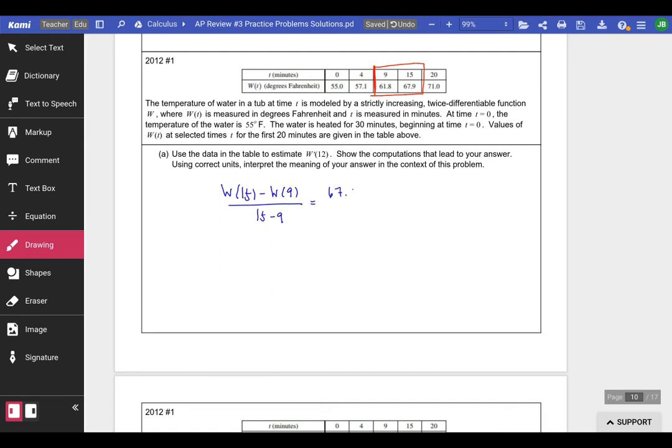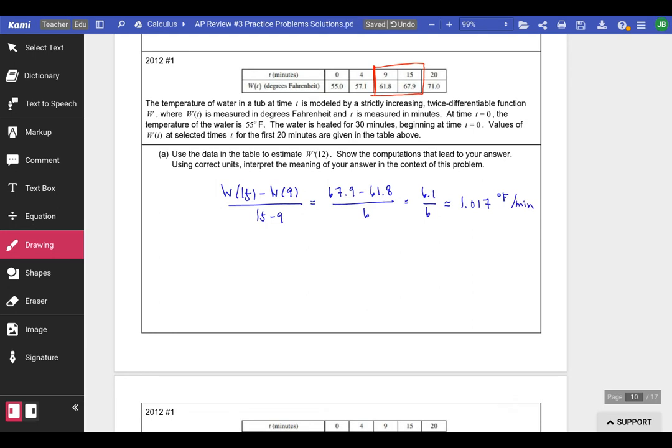and then take data from the table. So 67.9 minus 61.8 over 6, which gives us, let's see, what is that value? I think it's 6.1 over 6, which is 1.017. AP conventions usually say to round to the third place. And then my units would be degrees Fahrenheit per minute. So that was the first part, just estimating it.